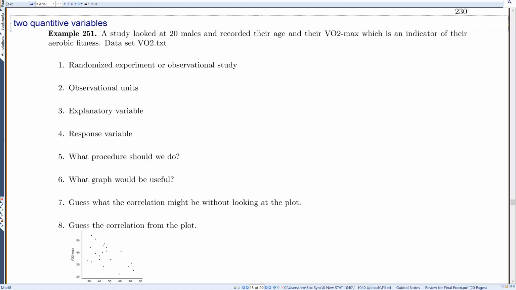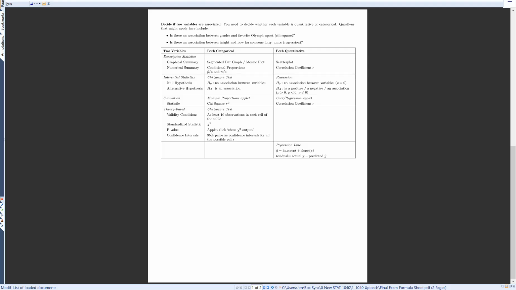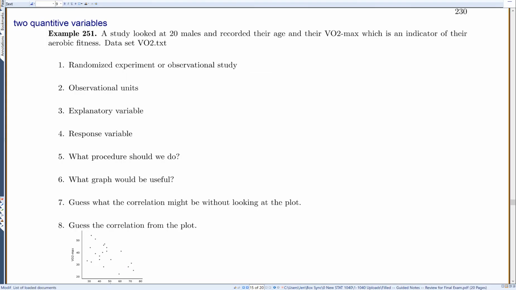And if you come back to your formula sheet for the final exam, you will notice that there is only one thing that has two quantitative options, and that is on the second page here. If they are both quantitative, that's the only thing you can do: we're going to be doing regression. So that helps me get in the right frame of mind. What formulas am I going to be using?